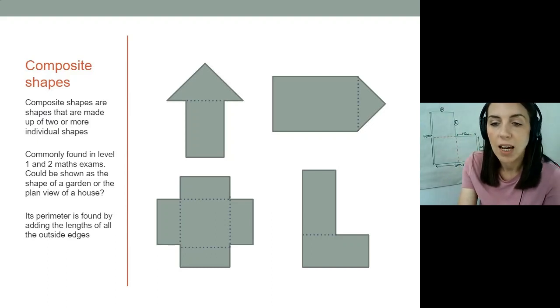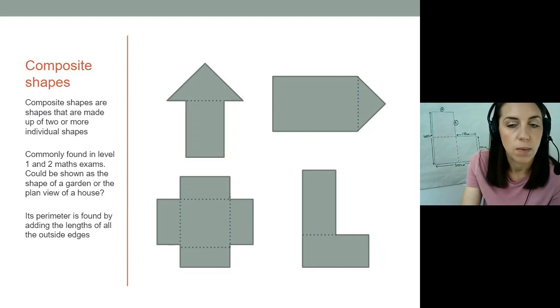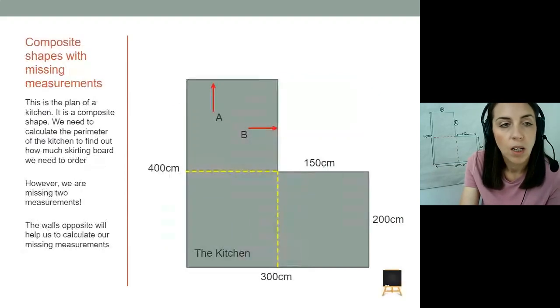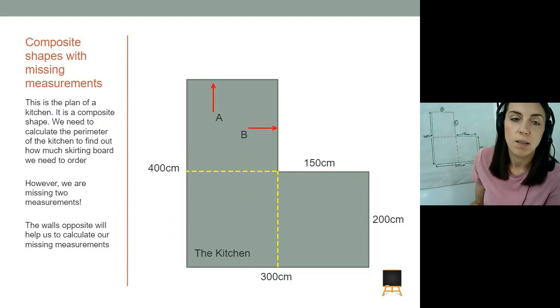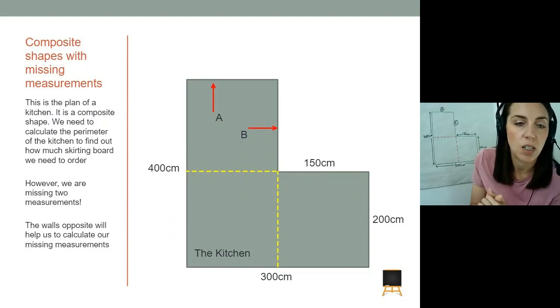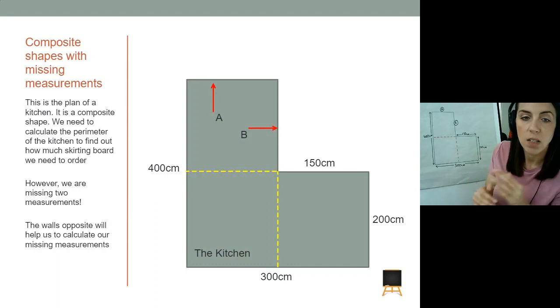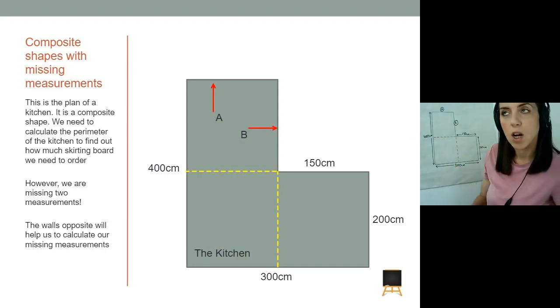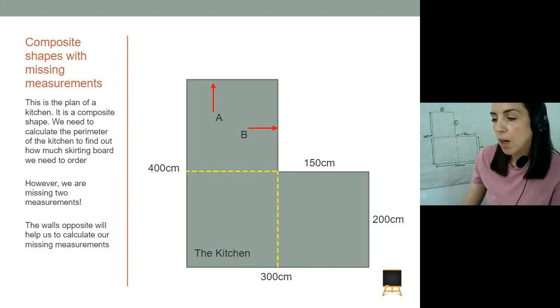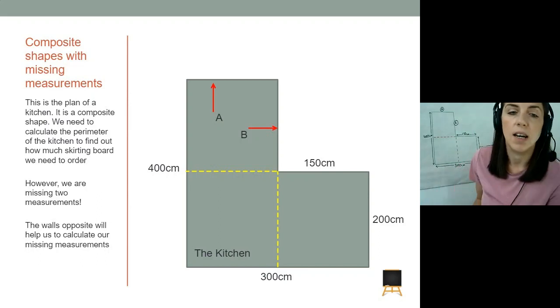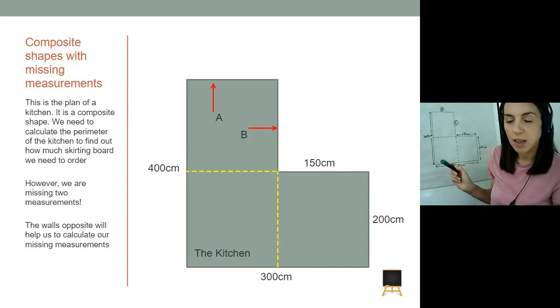We're going to look at the area, the volume of some composite shapes as well. You might also have a composite shape, for example, that has missing measurements. So when I say missing measurements, you might be asked to calculate the perimeter of a composite shape, but they might not give you the measurements of all the sides. So you need to not only figure out the perimeter of the shape, you also need to calculate or figure out those missing lengths as well.